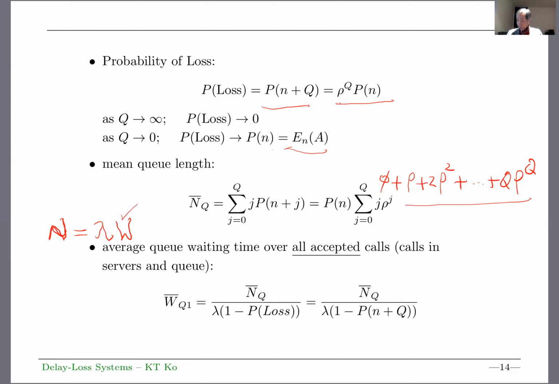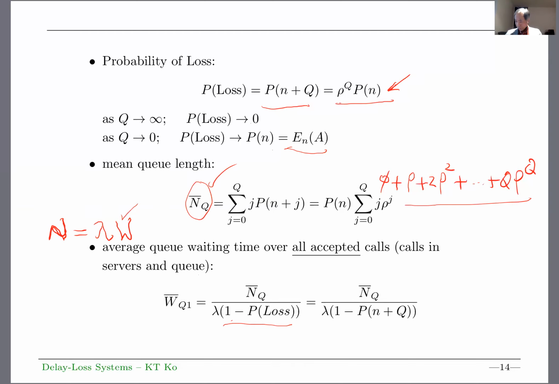Okay, in this case, we want to work out the calls that are accepted, in the server and in the queue. So that is 1 minus the probability of loss. So lambda times 1 minus probability of loss is the calls, or the customers, which go into the queue or straight into the server. In that case, we know NQ, and then we can divide by this. So this 1 minus P loss is 1 minus the value for N plus Q, which is this value here. Okay, so we are looking at the accepted calls.